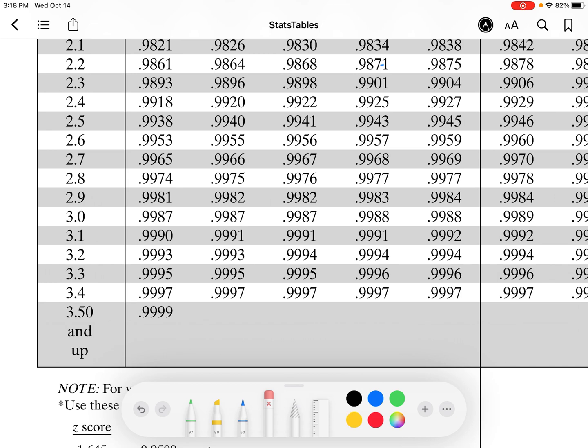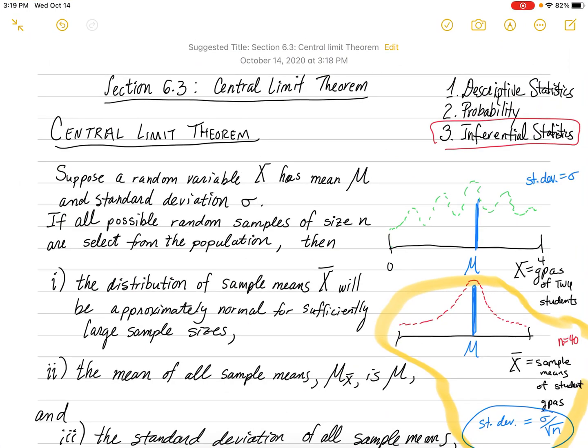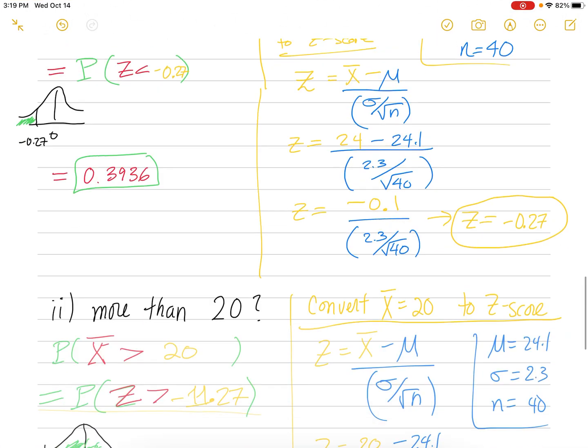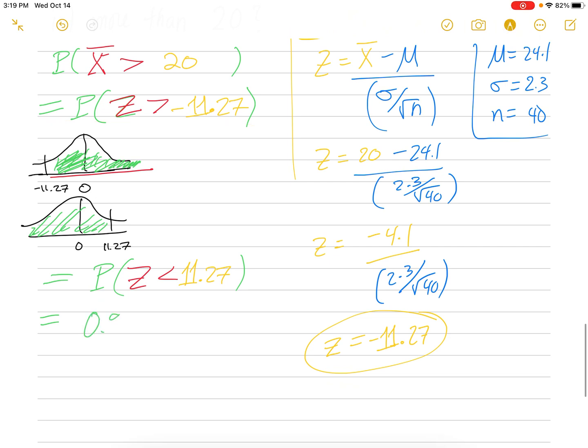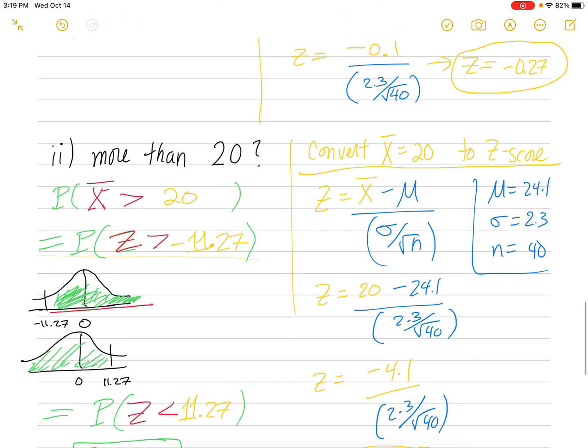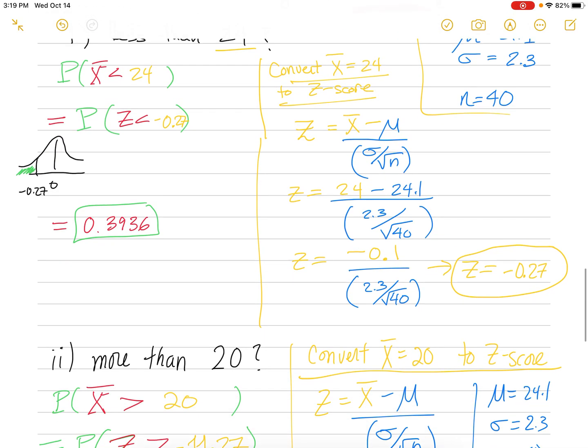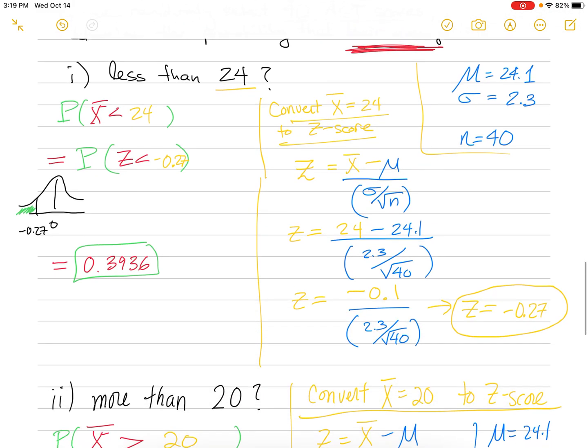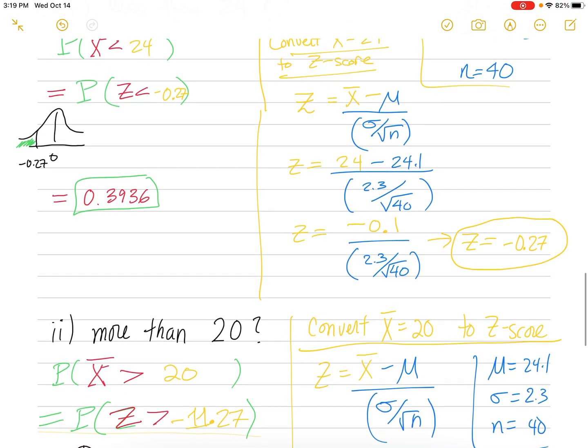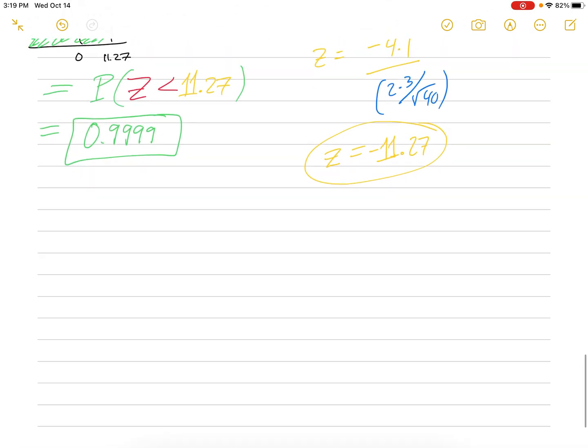So if you have a z-score of 3.50 and up, that means your probability is going to be very high, 0.9999. That's what I'm going to write. I have a 0.9999 probability of getting an average more than 20. So the probability that you get an average more than 20 is very high, almost 99.99%.